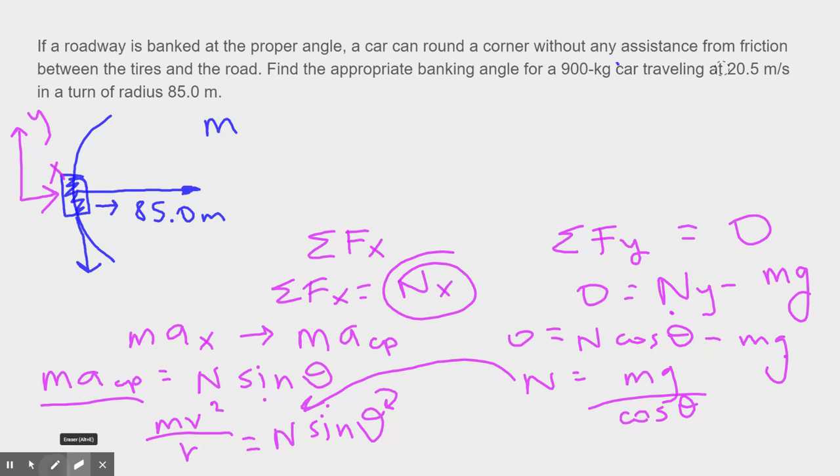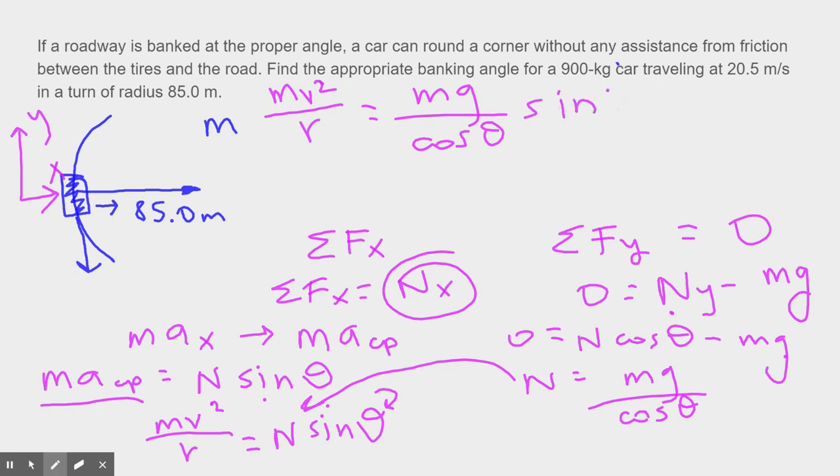Okay. Let's make our substitution. So we have mv squared over r is equal to mg divided by cosine theta times the sine of theta. We can cancel out a couple of things, so let's go ahead and do that. Our masses are going to cancel.